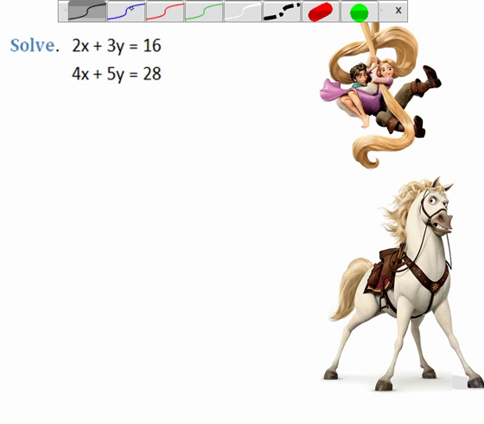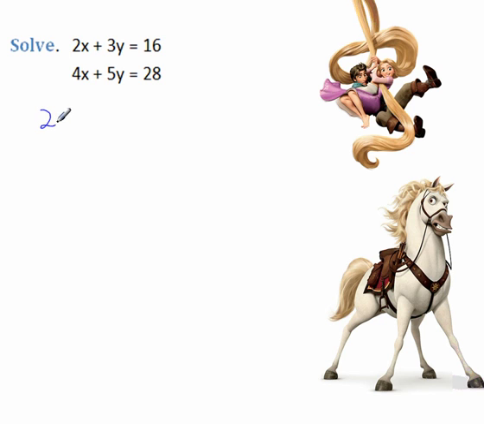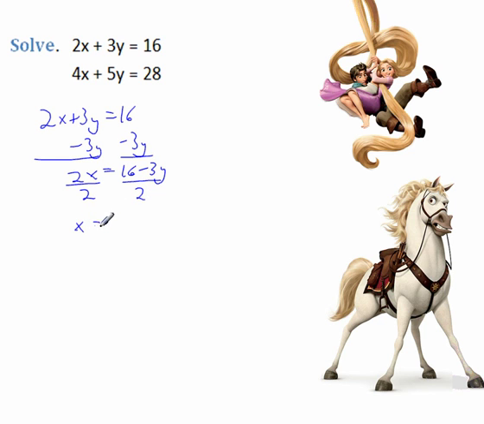So I'm going to subtract 3y from both sides. 2x equals 16 minus 3y, and divide both sides by 2. So I get x equals 16 minus 3y over 2, which again doesn't look that easy to work with. I think it's going to work out okay here.